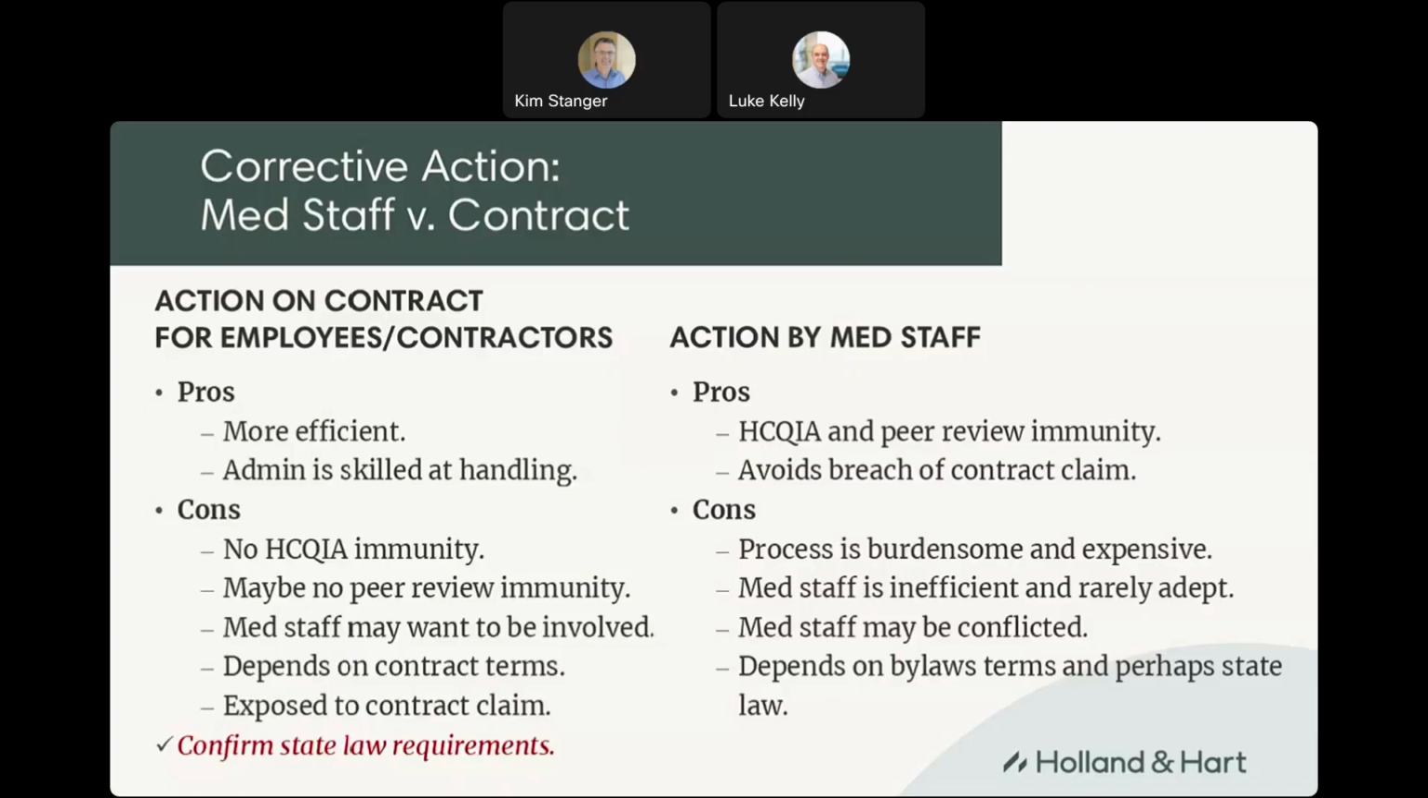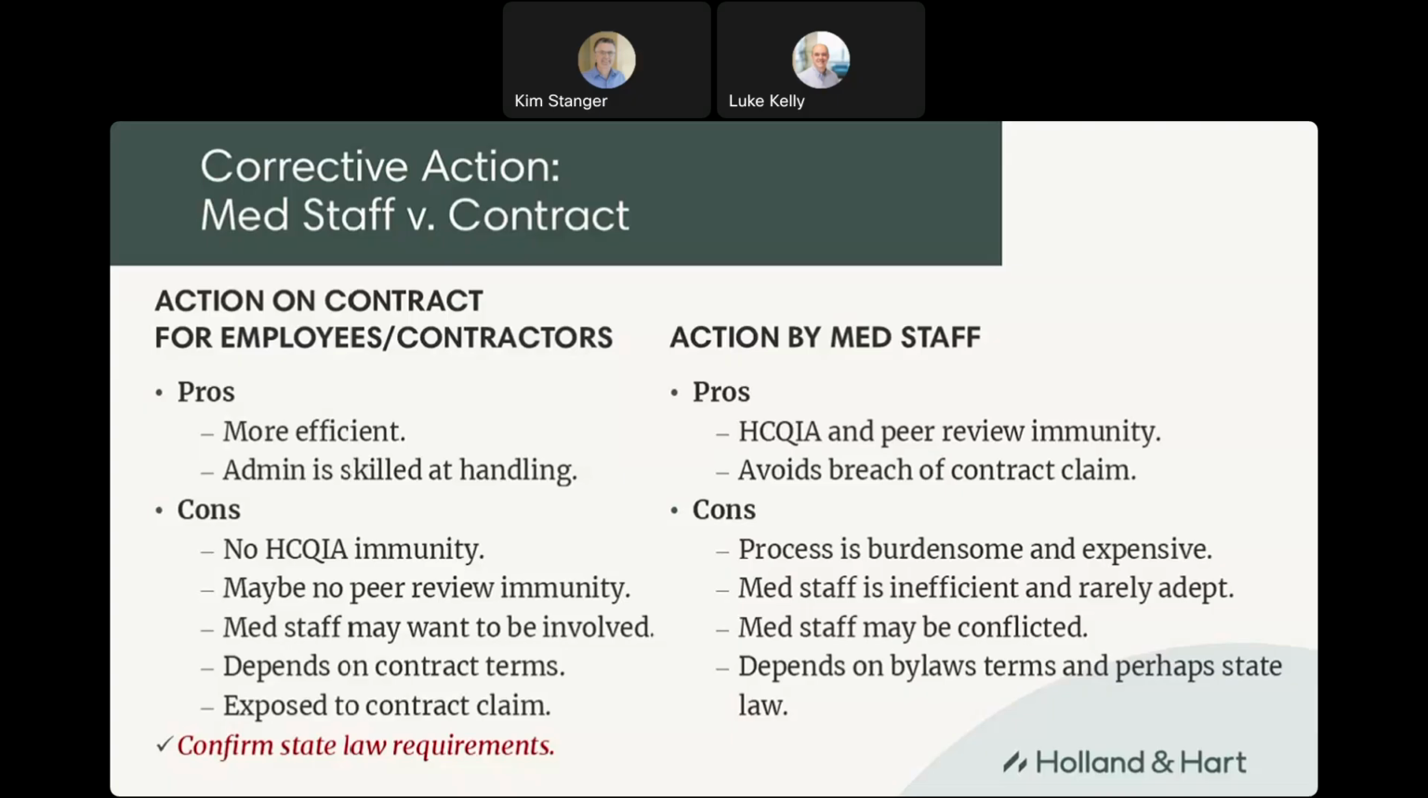There are pros and cons. I'm generally in favor of handling those as employment actions, because it's usually more efficient. Administration, they know how to handle these types of things. They're experienced. Medical staff members aren't very good and very experienced in handling those situations. So there are benefits to handling it as an employment action.